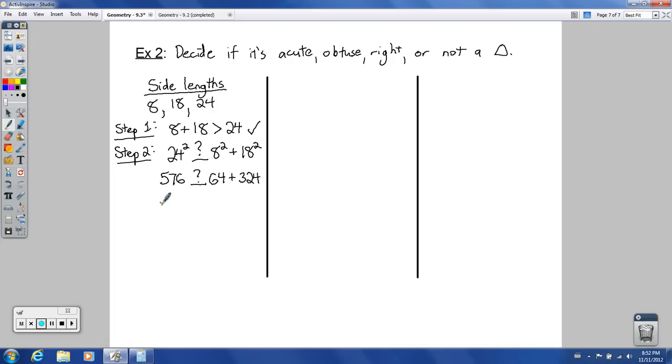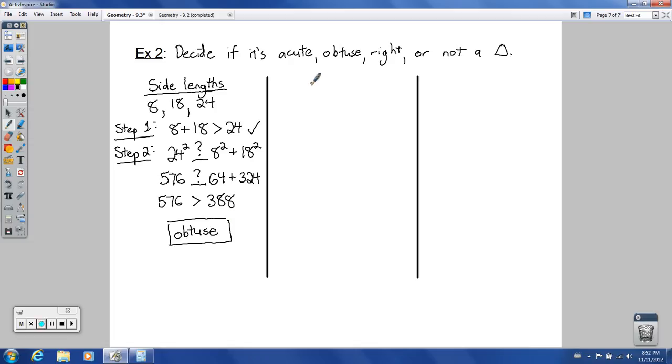So just looking at these 3 numbers right away, I wasn't totally sure what kind of triangle it was, but now that I'm getting closer, it seems to me that this is going to be much bigger than this, and in fact it is. So this is greater than, if you add these things together, you get 388. And so what's the answer here? What kind of triangle do we have? This is clearly an obtuse triangle, because c squared is greater than a squared plus b squared.